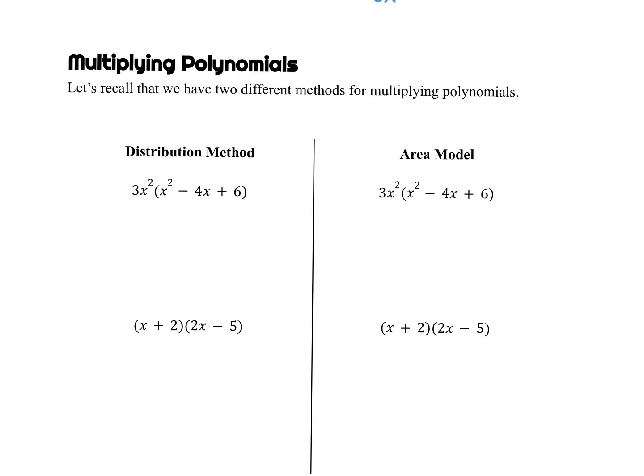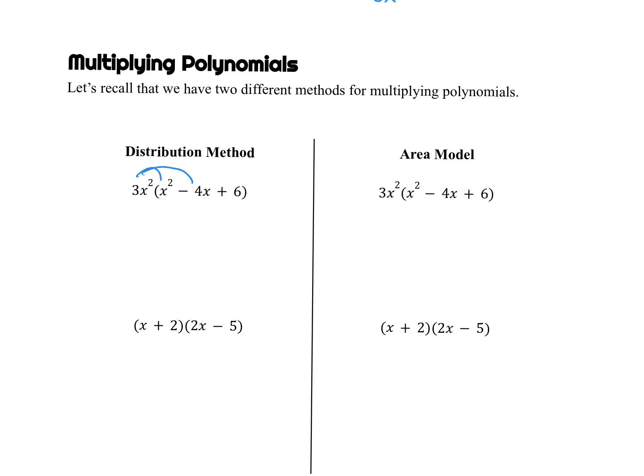Now, how does that apply to multiplying polynomials? So we're going to learn two different ways. I'll be honest with you, I don't really use the distribution method when we're multiplying polynomials, and I don't really use the area model when we're multiplying a monomial times a polynomial, but I'm going to show you both just the same.